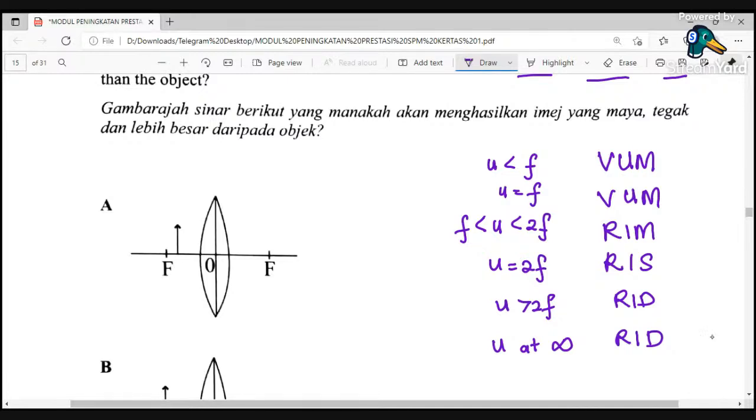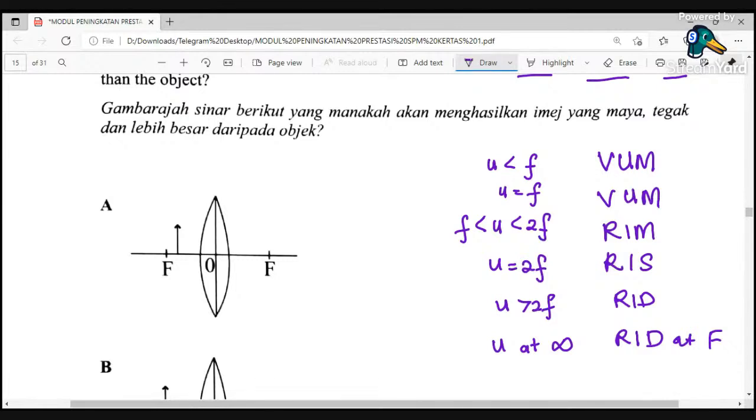Apa maksud ni? U less than F virtual upright magnified. U equals to F virtual upright magnified. U between F and 2F real inverted magnified. U equals to 2F real inverted same size. U more than 2F real inverted diminish or smaller. U at infinity real inverted diminish at F. Ini form dekat focal point dia punya image.